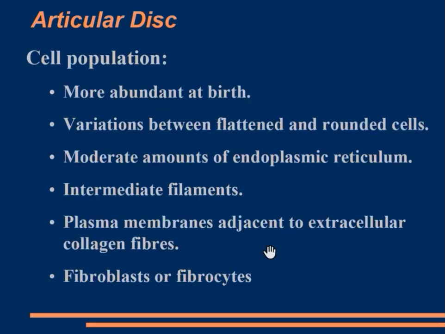The cells in the intra-articular disc seem to be more numerous at the time of birth, because they become more sparsely distributed in the adult. The cells range from a flattened shape, fibroblast-like cells, to a more rounded shape, chondrocyte-like cells. The more rounded cells possess considerable amounts of cytoplasm. We don't understand much of the ultrastructure of these cells, but they have a moderate amount of endoplasmic reticulum and intermediate filaments.